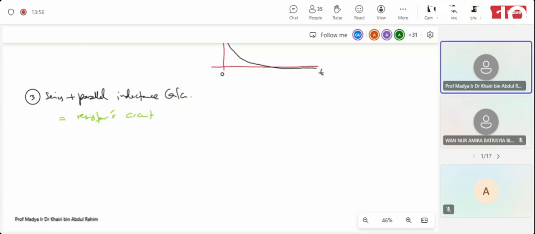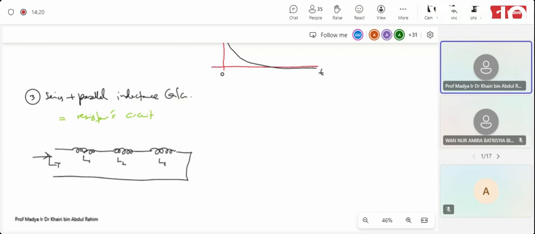Okay, so let's say we have inductance. Let's say this is L1, L2, L3. So total inductance looking from this side equals to, similar to resistance, just L1 plus L2 plus L3.